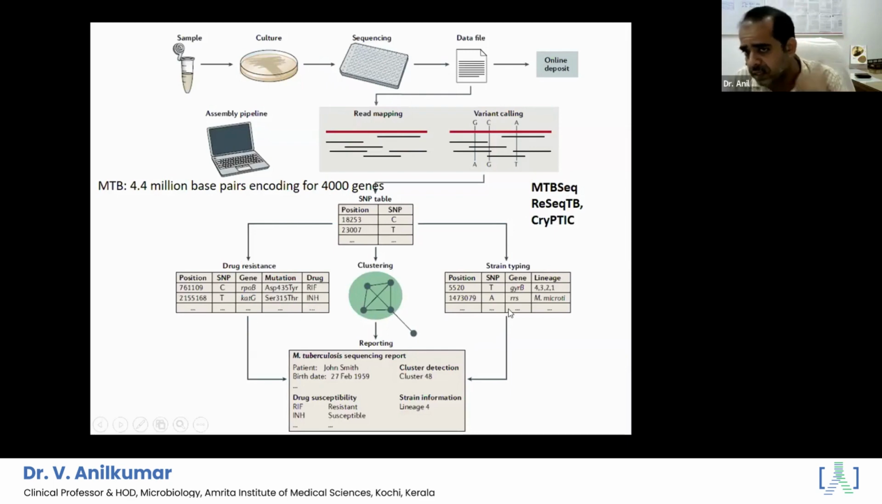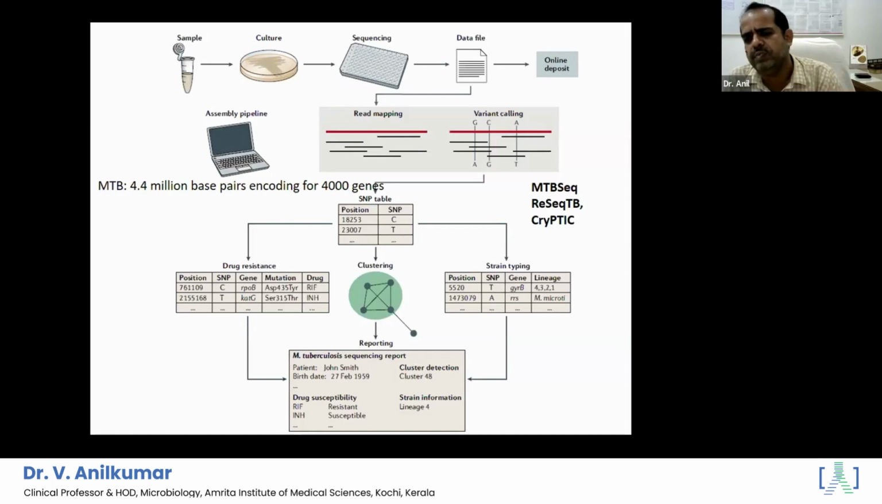And then another advantage is that by knowing the whole sequence of the bacteria, you can also identify the strain. If it is Mycobacterium tuberculosis, you can identify the lineages, lineage 1, 2, 3, or 4. And if it's not Mycobacterium tuberculosis, you can identify non-tuberculous mycobacteria. You can identify the different members of the Mycobacterium tuberculosis complex, like Mycobacterium bovis, microti, africanum.